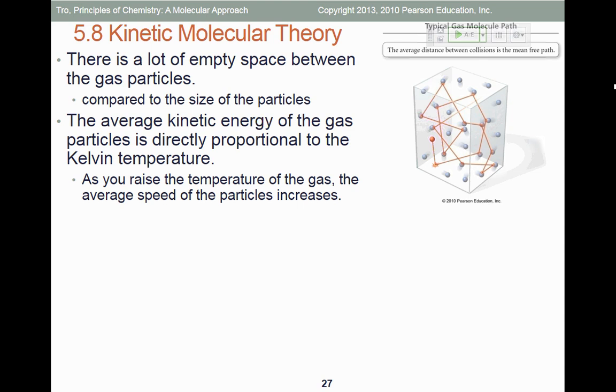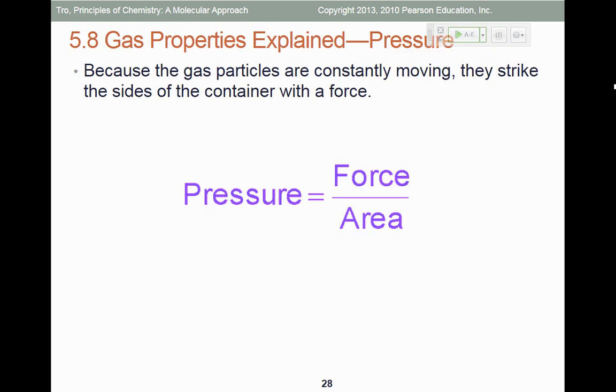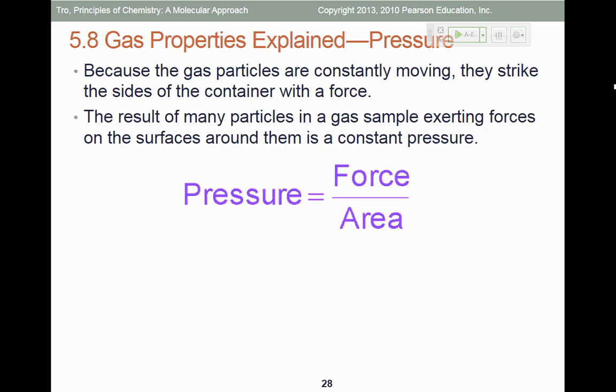So as you raise the temperature, the average speed of the particles increases. But don't be fooled into thinking all the gases are moving at the same speed, because that's not true. So we're going to look at that. So pressure is equal to force over area. Well, maybe we'll do a little bit of math. Disappointing. Because the gas particles are constantly moving, they strike the sides of the container, they strike themselves, that causes your pressure. And the result is that the gas molecules are exerting force. That's why you have force divided by area.